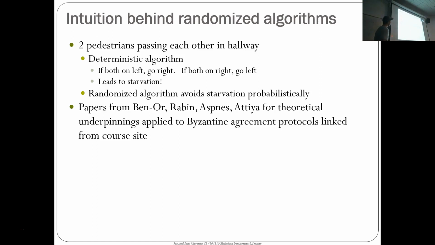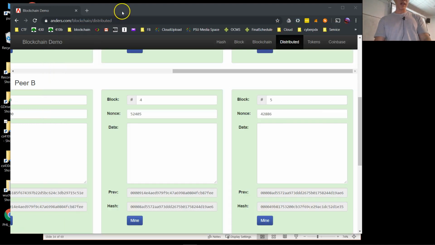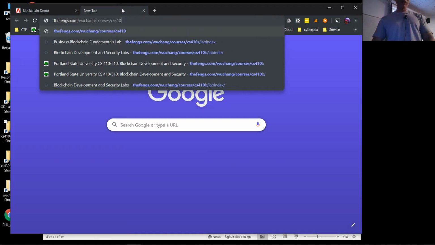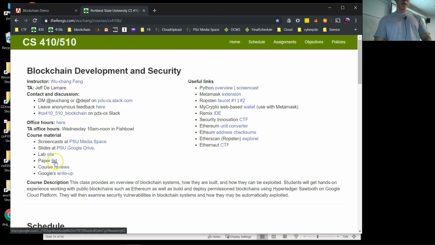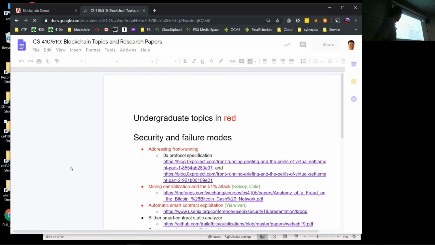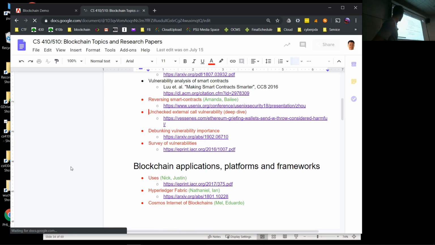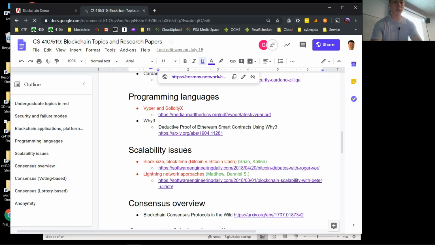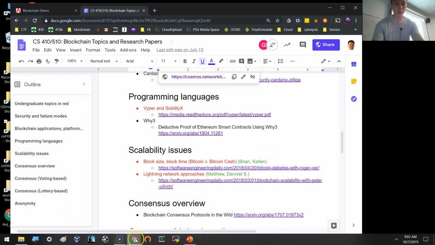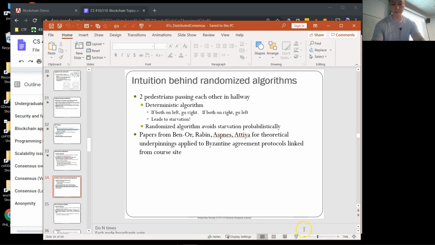There are papers about randomized consensus. I now have a paper list linked off of the website that you can look at for additional reading, if you really like this stuff. In this paper list, you'll see this paper by Rabin and Ben-Or somewhere down here. Oh, but I have that linked out if you're interested in reading more about this particular topic.